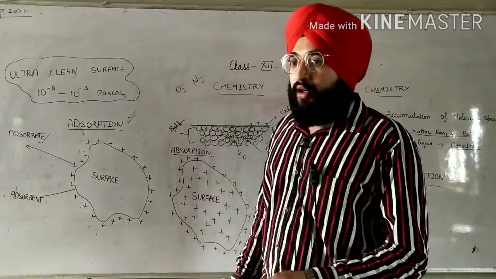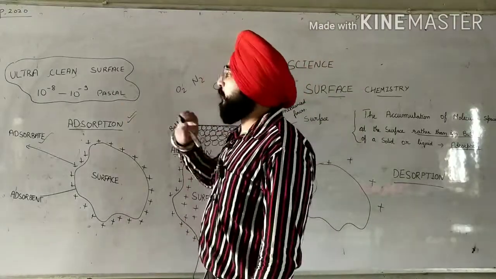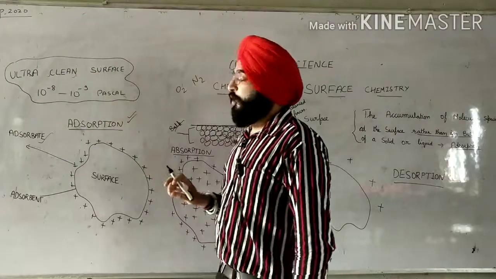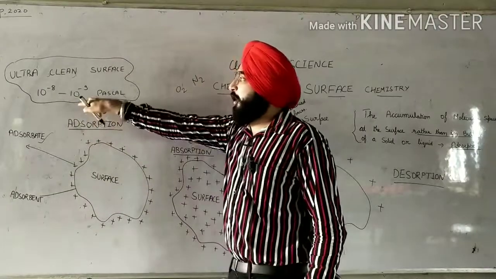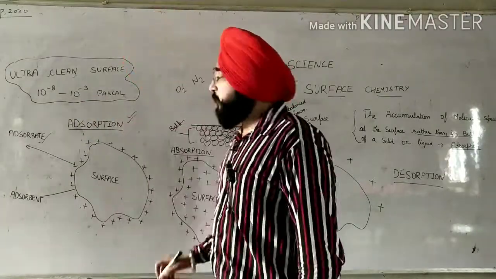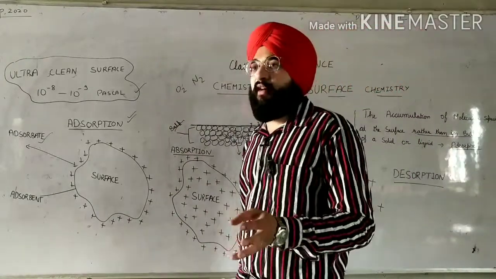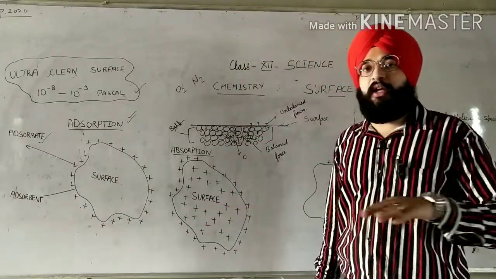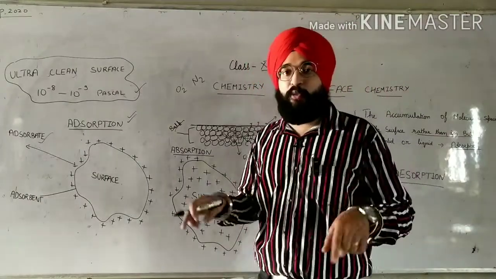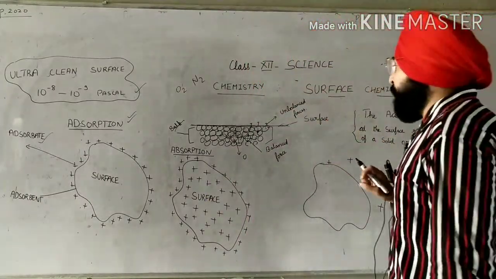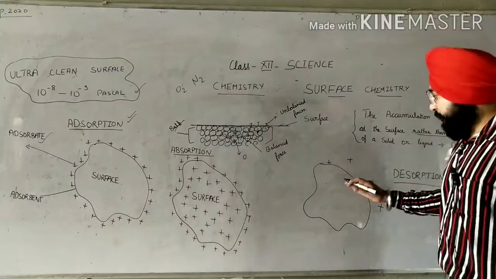For adsorption at the scientific level, we have to clean the surface, which is known as an ultra clean surface. For an ultra clean surface, we have to reduce the pressure to 10 to the power minus 8 or 10 to the power minus 9 Pascal. This is very low pressure. At this low pressure, no microorganisms or bacteria will survive on the surface, so it will be an ultra clean, or vacuumed, surface. So this is adsorption, this is absorption, and this is desorption.